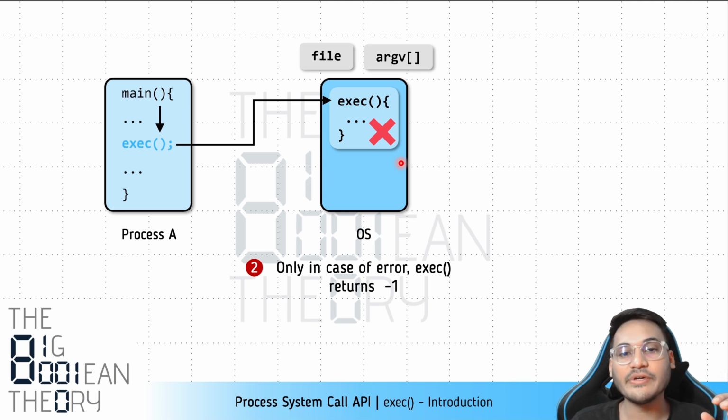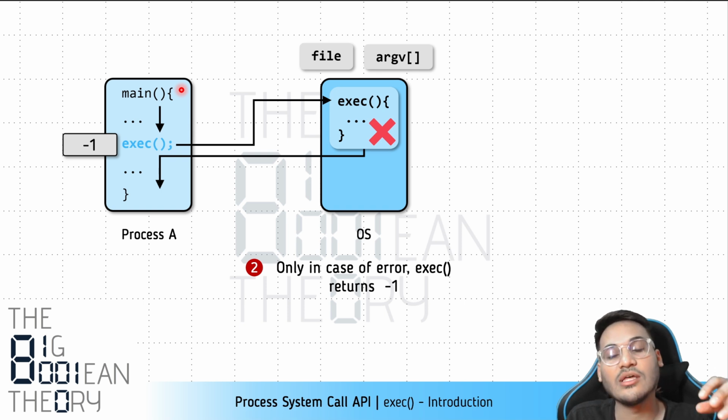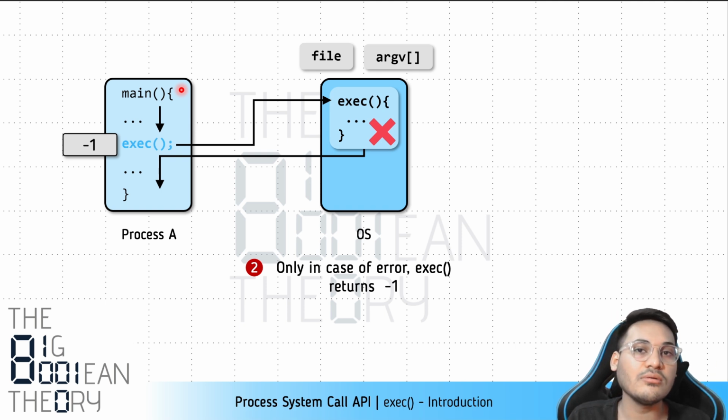And when this call fails, then it will definitely return to the calling program, and the value that is returned is -1. So as you can see, whenever it is successful, this whole image, this program will be replaced by a new one. So in that case, the code where the exec call has been defined is replaced, so there is no place to return to. That new program will start execution from the main function, right? That was the case when the exec call is successful.